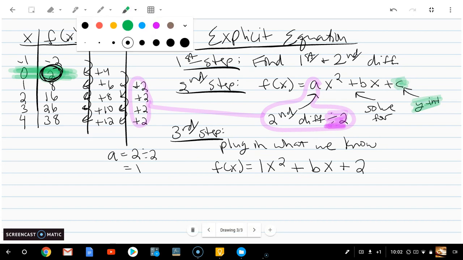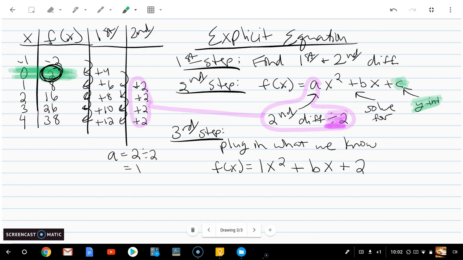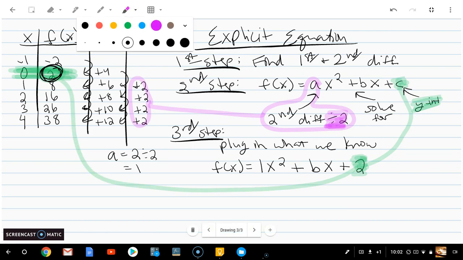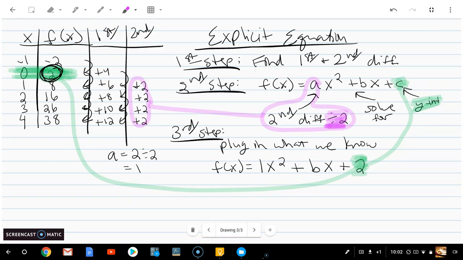So again, let's use our colors. This 2 right here is my y-intercept, and that came from the point right there. This second difference divided by 2, this 2 is this 2 right there. And then I'm just dividing it in half like I'm supposed to do. So that's where this 1 came from right there. Okay? And so now for b, I have to solve for b.